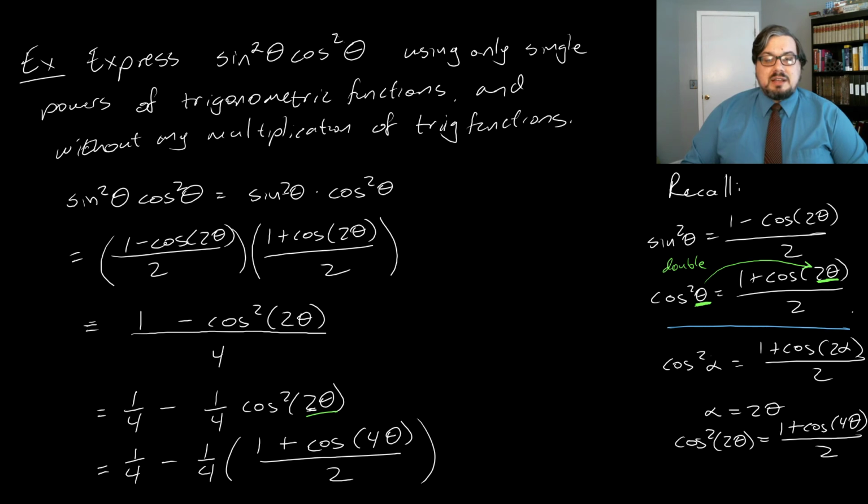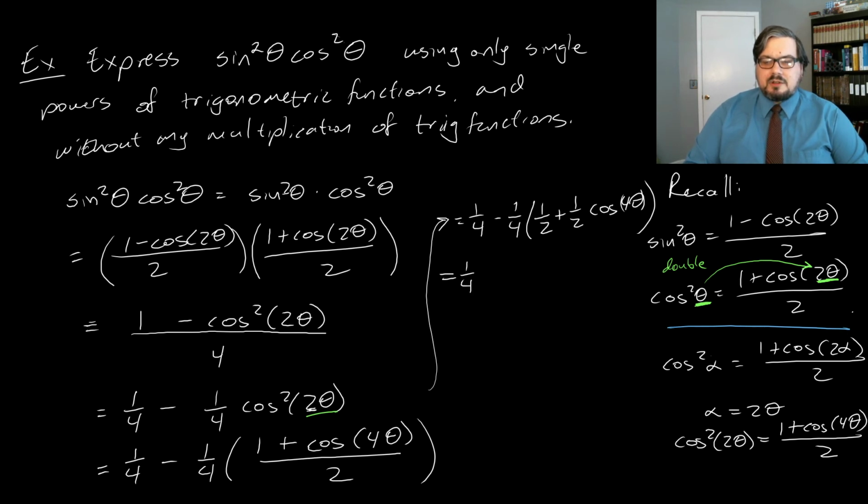So we're almost done now. We just have to simplify things down. So we get 1/4 minus 1/4, and again, I'm going to split up the inside. We get 1/2 plus 1/2 cosine 4 theta. Sorry, I'm running a little bit out of space.